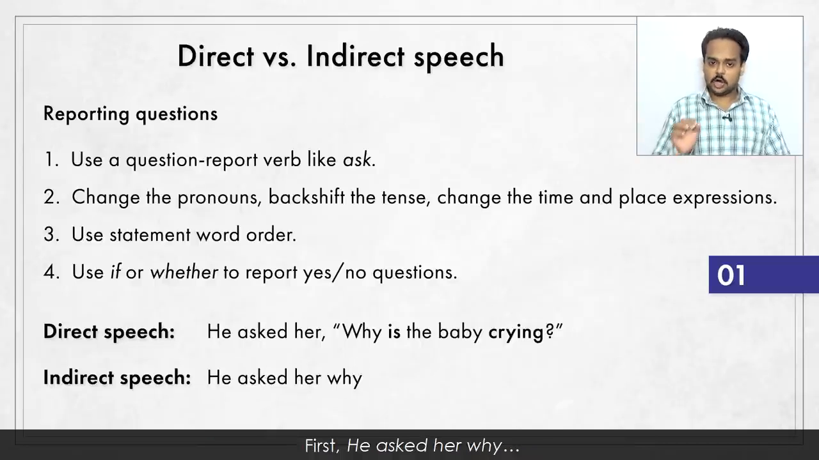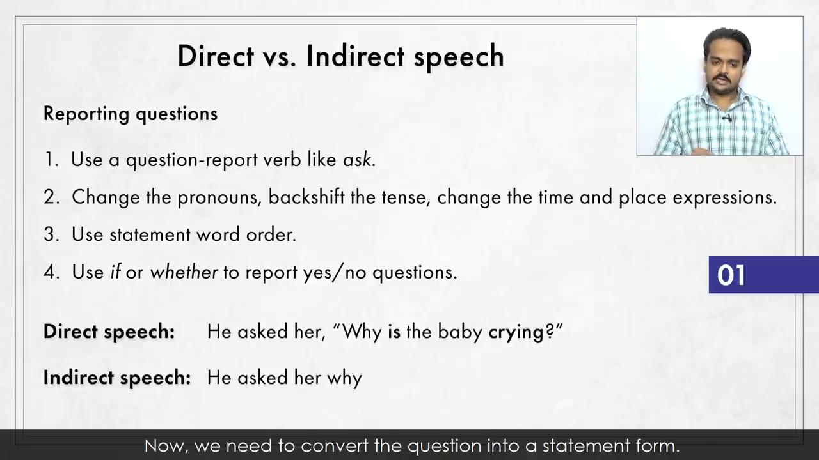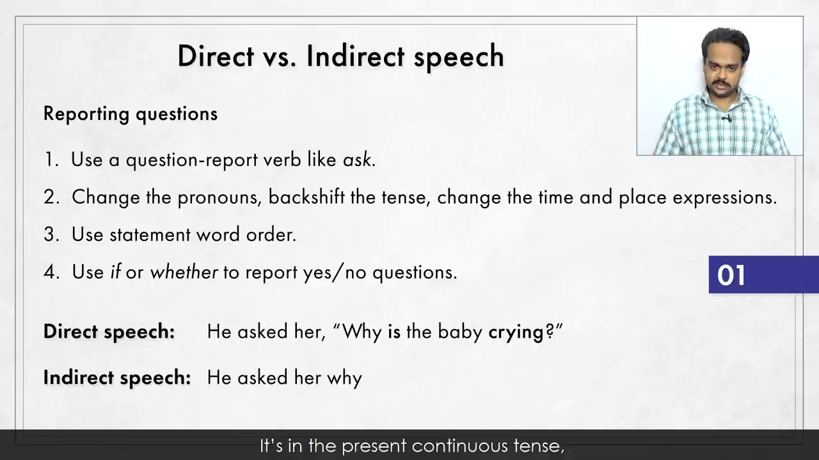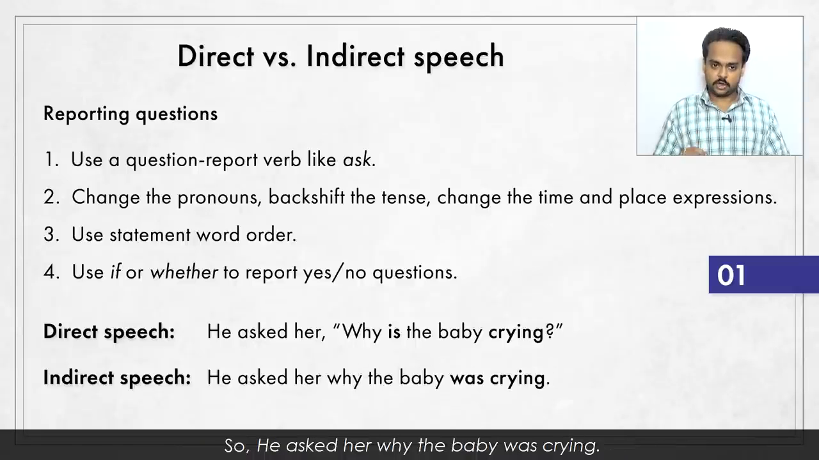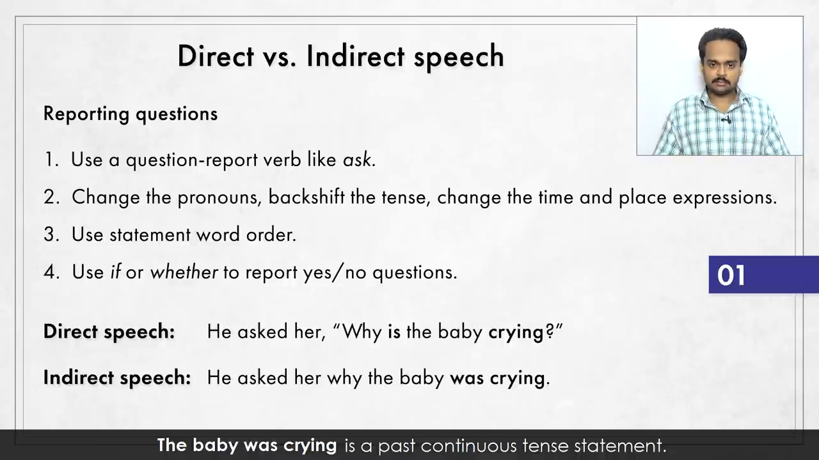First, he asked her why. Now we need to convert the question into a statement form. It's in the present continuous tense, so we backshift that to a past continuous statement. So he asked her why the baby was crying. The baby was crying is a past continuous tense statement.